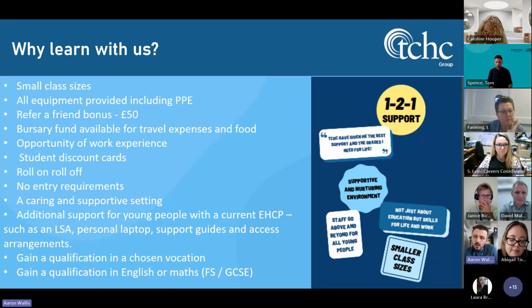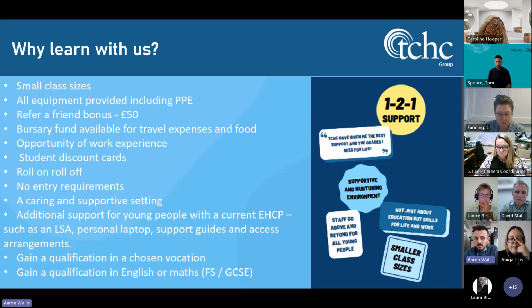And the benefits of TCHC. As I said, we do work with quite small class sizes. Our capacity in Basildon over our 2 sites is about 200 learners, and with that, our class sizes are no bigger than 12 to 15. We like to keep them nice and small. We do provide all of the equipment for our young people. If there is equipment, such as beauty learners needing tunics, we will provide all of that. There's no outlay to any young person when they're doing a course with us.